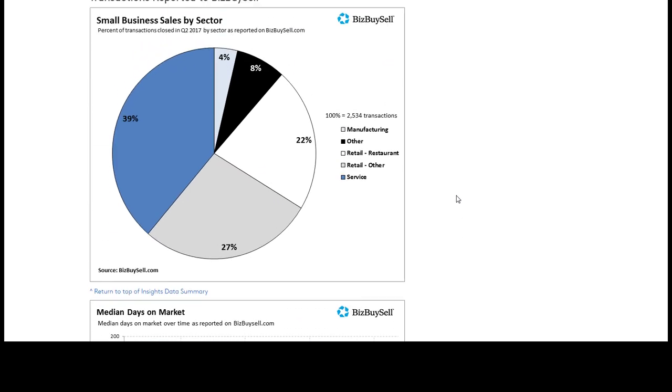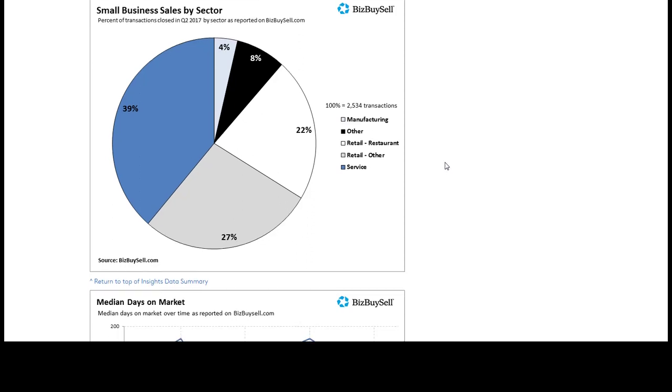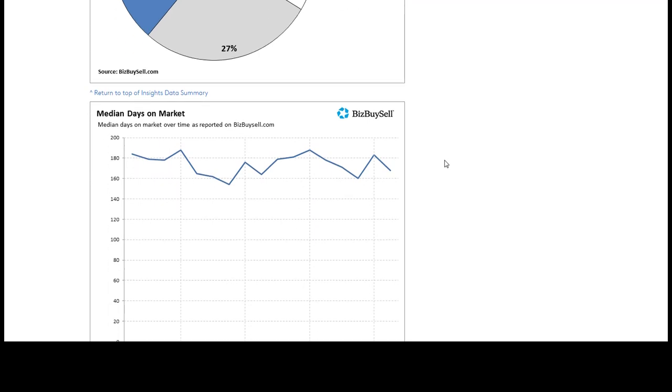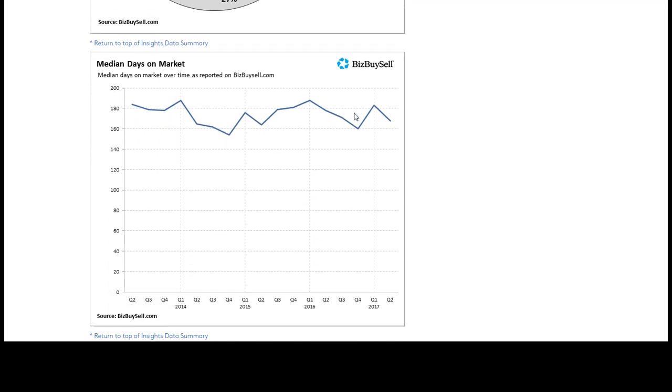Now, the appendices. The first one they look at is small business sales by sector, which would be really interesting if it was broken down into a little bit more detail. You can see, services, 39%. So it's interesting, but it is what it is. Median days on the market, about 6 months. Again, you can see from that.